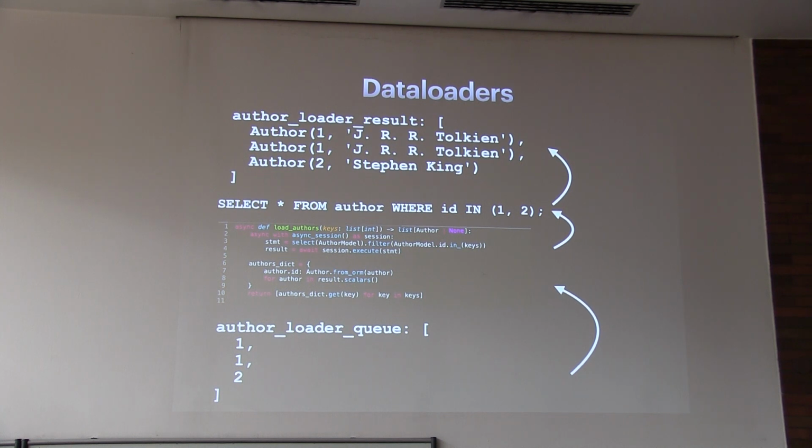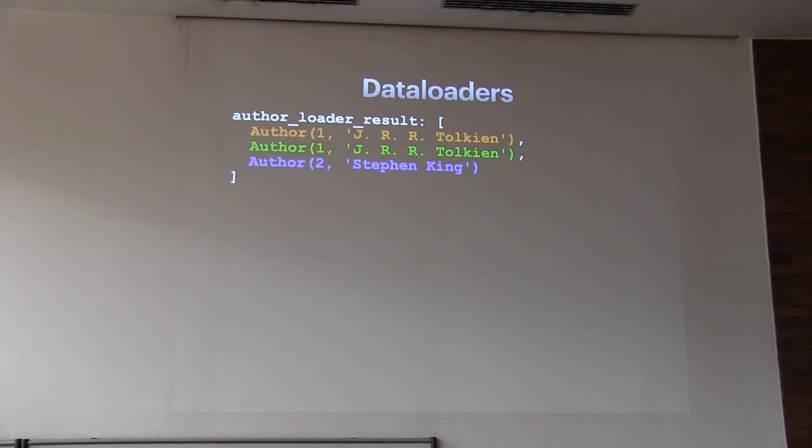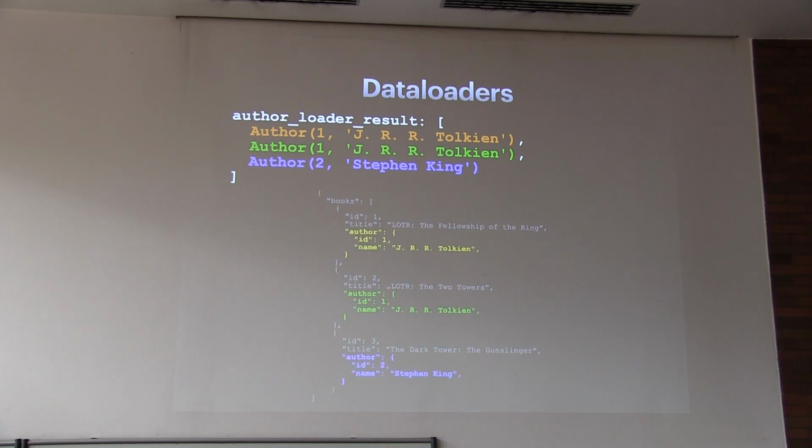As you can see, what's really important in the case of data loaders is that the result array has to have the same number of elements as the input array. So in this case, even though we've got a duplicated ID, we also have to return a duplicated object in the result. Once we have it, those values are sent back to the resolvers. And this is how we manage to overcome the n+1 issue.